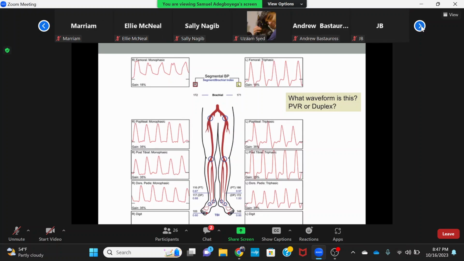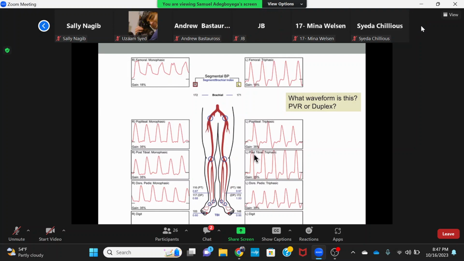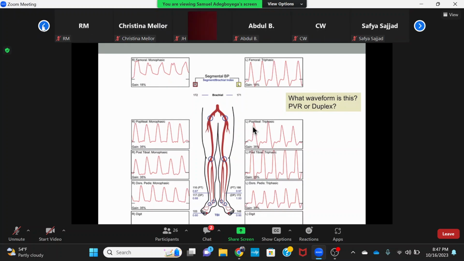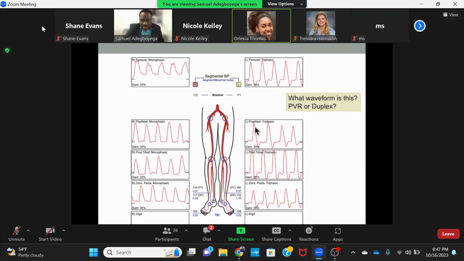PVR? Why do you say PVR? Let's look at it together. Let's see. Upstroke, yes. And it's coming down. Look at this line. What is this thing here? Is that baseline? Yes. Is it forming a hump in the bottom? Yeah. What do you think this is? Duplex, right? Yes. It's a duplex.